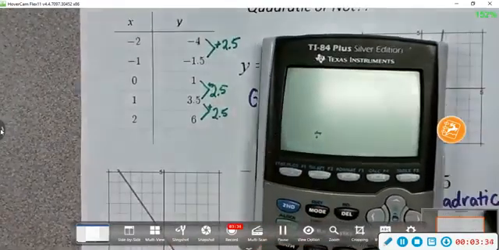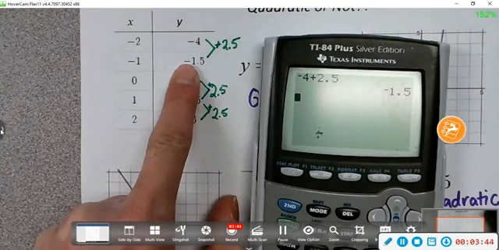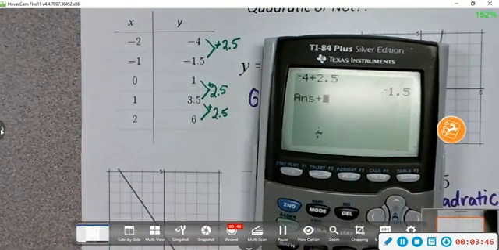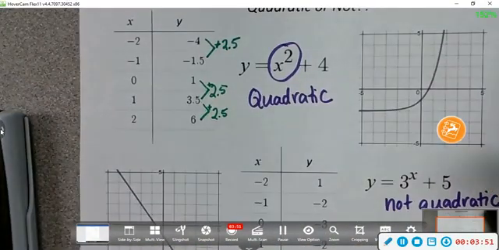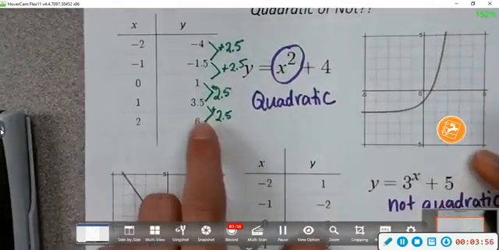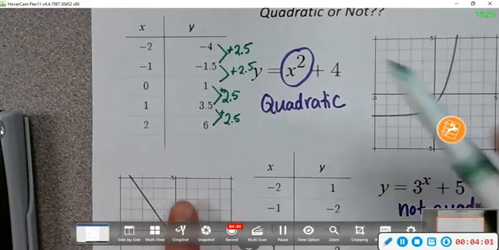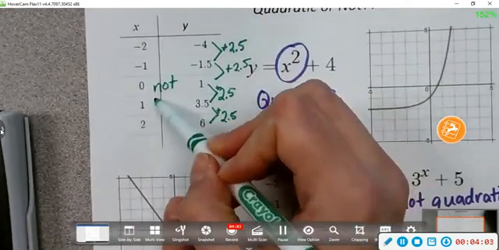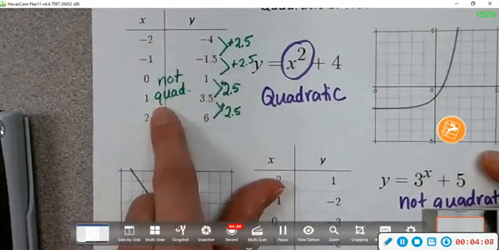And you can always check with a calculator. Again, I'm doing -4, my previous y term, plus 2.5, which is my rate, and that's giving me -1.5. And if I take -1.5 and add 2.5, that's giving me 1, and so on and so forth. So we can see here that we have a constant rate of change. Constant rate of change is not something a quadratic has. It has a curved graph. So this one is not quadratic. Instead, this is linear. But we'll just stick with not quadratic.